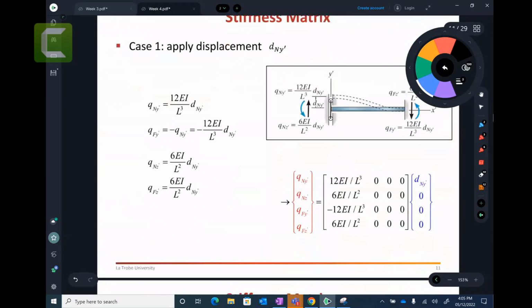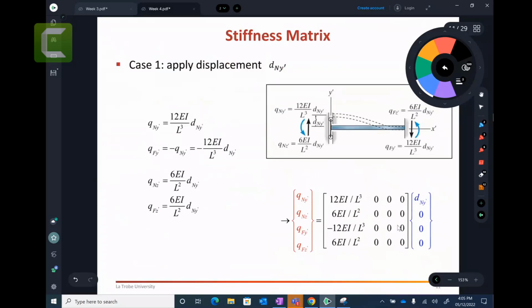Now we want to create the stiffness matrix. Sorry, we want to create the 4x4. How many degrees of freedom are there for each element? There are 4 degrees of freedom for each element.